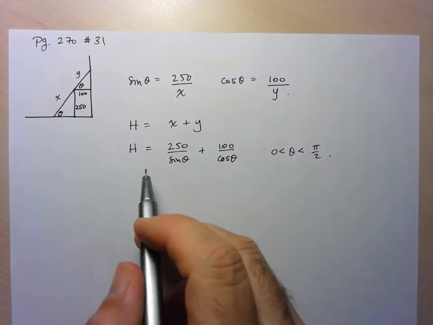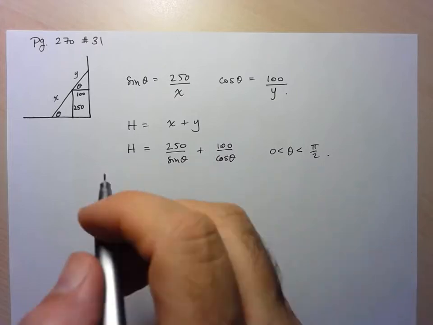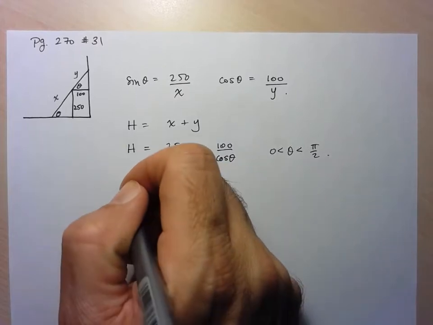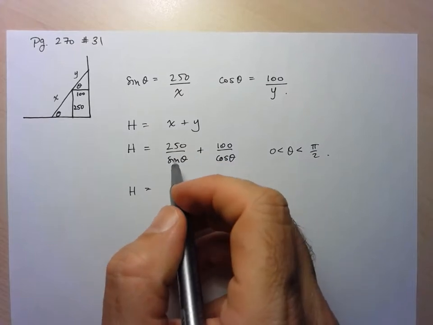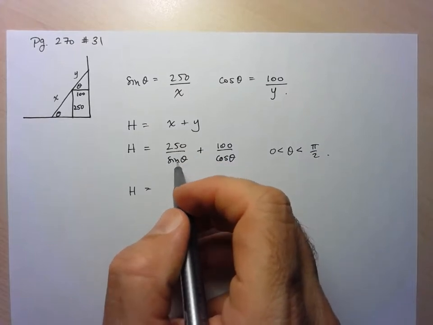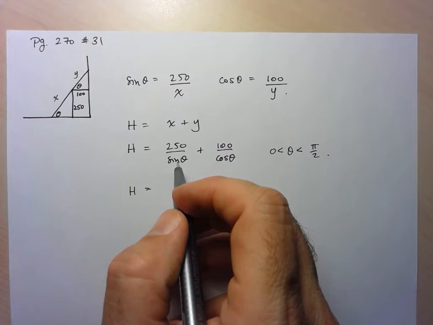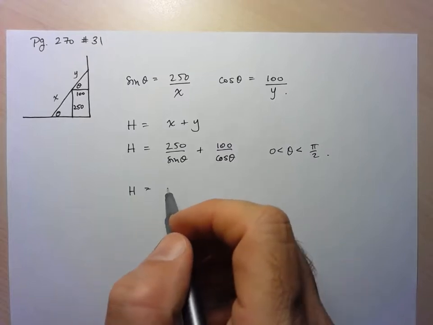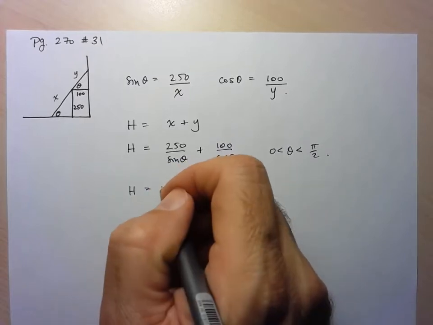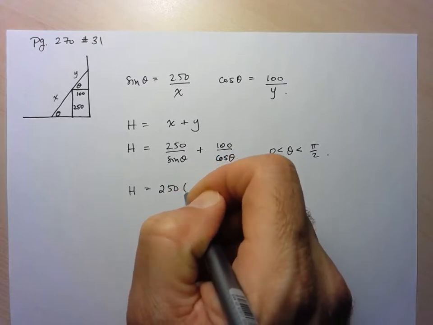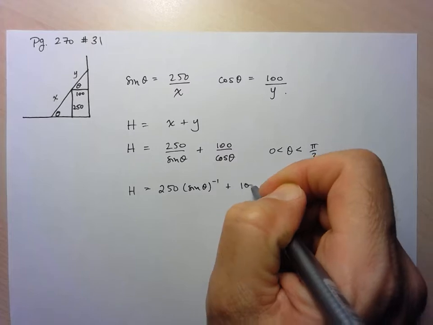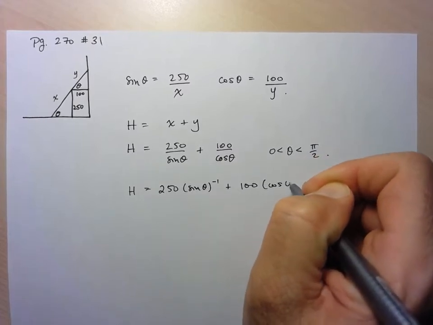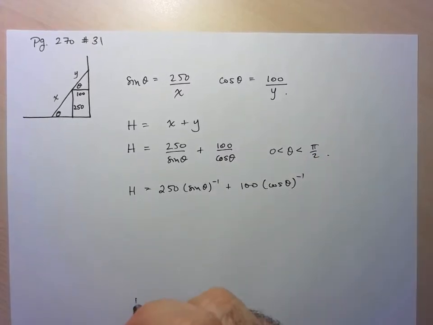Okay, so here we go. We have everything we need. Now we just have to do the calculus. So step one is to take the derivative. So I'm just going to rewrite this. Now I notice that 1 over sine theta is just equal to cosecant theta, but I'm going to solve this problem without trying to remember those derivatives. So I'll just rewrite that as 250 times sine theta to the negative 1 plus 100 times cos theta to the negative 1, and I'm just going to use the chain rule here.